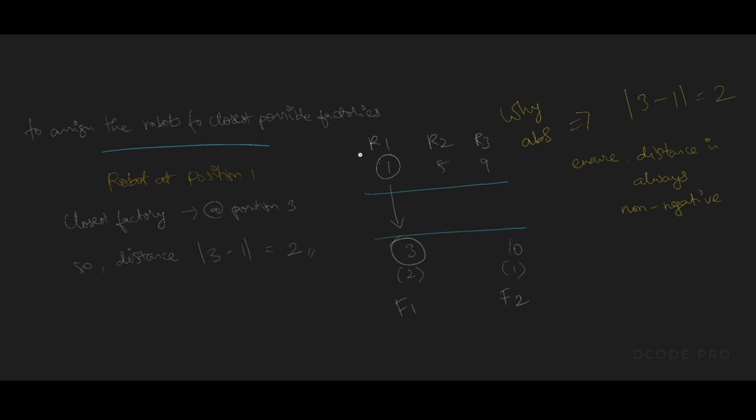Let's assign the robot at position 1 to the closest factory available. For this we can see the factory at position 3 is near and the factory at position 10 is far. Get the absolute difference of the positions from robot to factory to get the minimum distance. The absolute difference helps to avoid negative values and to ensure distance is always non-negative. Direction doesn't matter in this case.